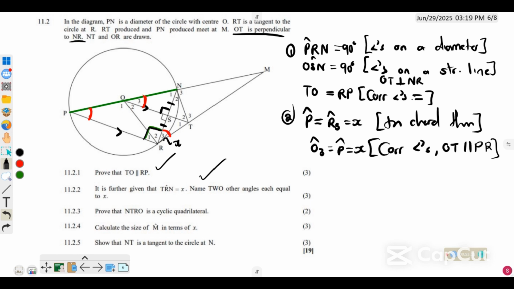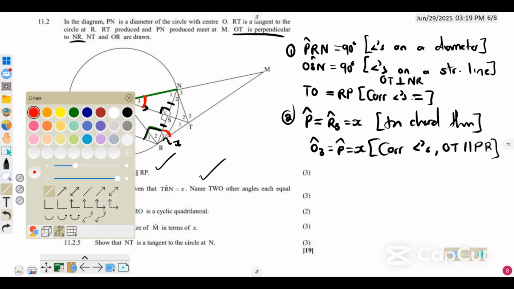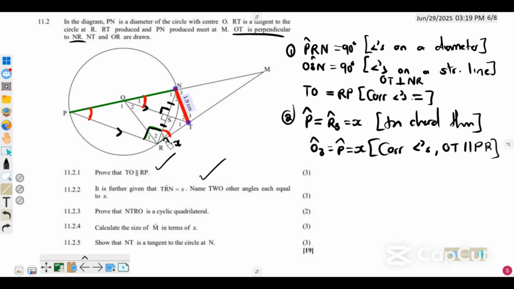Name two other angles. Prove that NTRO is a cyclic quad. So prove that this whole thing right here, let's highlight it first so that you can see, NTRO, is a cyclic quad. We need to prove that this thing is a cyclic quad. How can we prove that this is a cyclic quad?